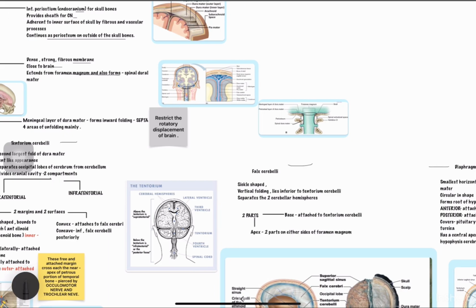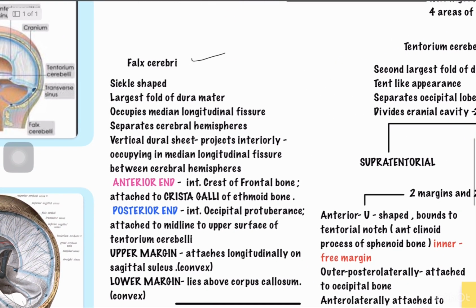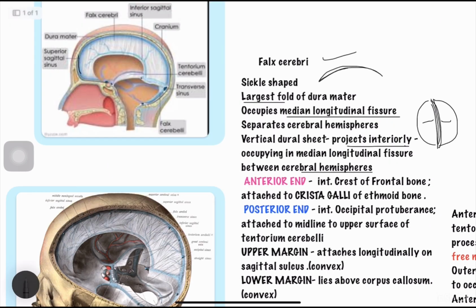diaphragma sellae. So talking about the falx cerebri, falx cerebri is a sickle-shaped dural fold. It is the largest fold of the dura mater and occupies the medial longitudinal fissure. So we can see the sickle-shaped dural fold. This is the falx cerebri, the largest fold.